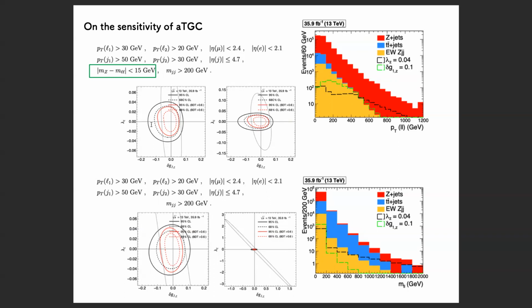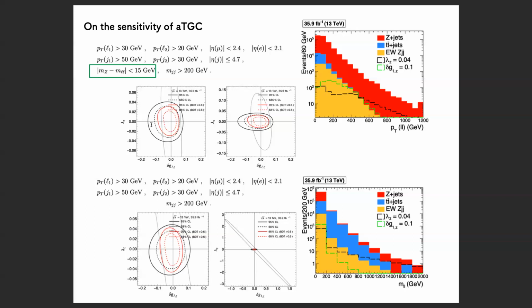Something looks worse than the diboson case, apparently. So here, this one is when you do it only with interference. When you get rid of the dimension 6 operator squared and only derive the sensitivity using the interference, this is what you get. And this is what you get from the dimension 6 squared. So the big difference is due to this non-interference effect.